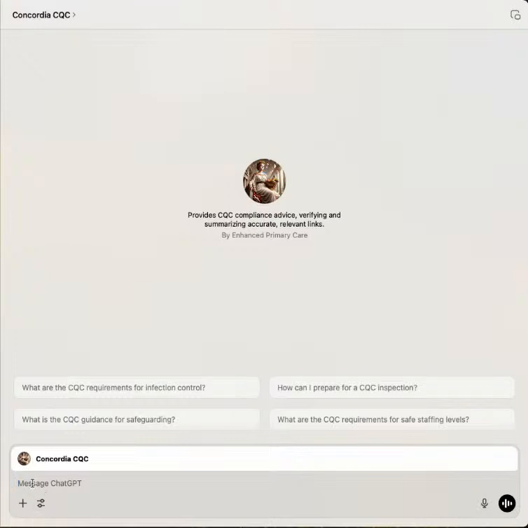And when we say a prompt, what we mean is the text that we write in this box that we can chat with Concordia. So it's helpful to think of Concordia as a person, a little bit scary, but we're going to have a chat with her. She has already made some suggestions about things that we might want to ask, but actually today we're interested in finding out what policies we need for our nursing team.